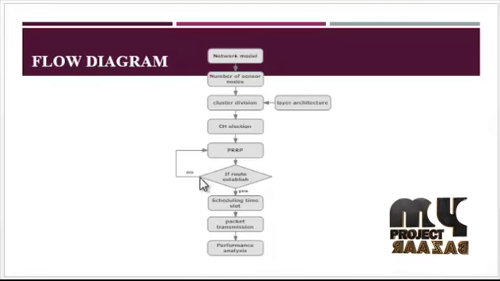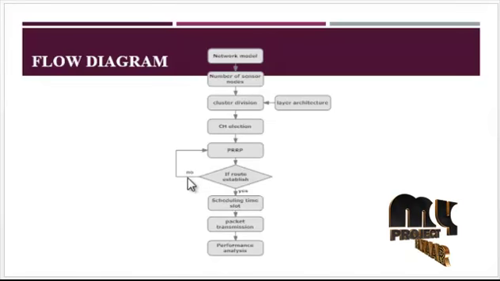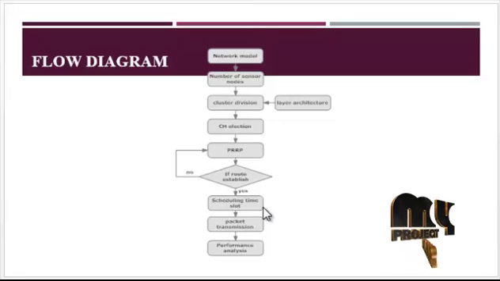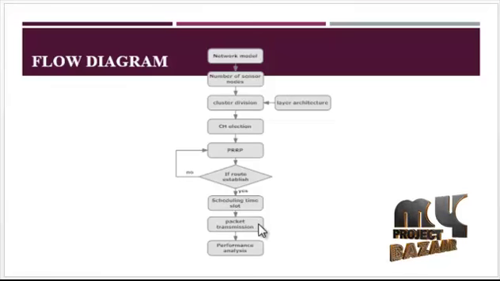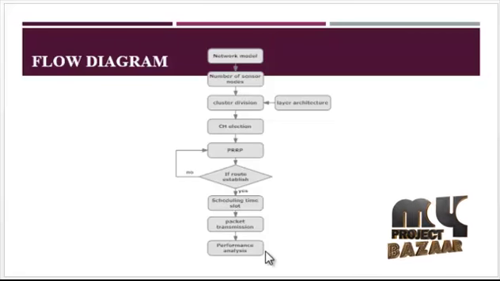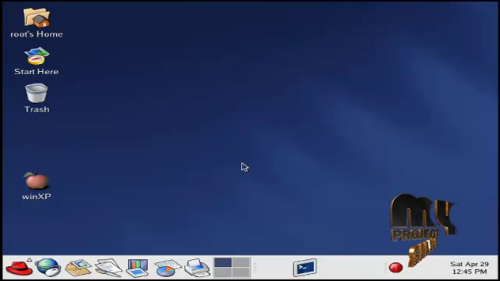So if the route is not established, it waits in the queue until a channel is allocated for the packet transmission. After the time slot is allocated, packet transmission is processed. Finally, the performance is analyzed. In this, the existing system is compared with the proposed system. Let's see the output demo.